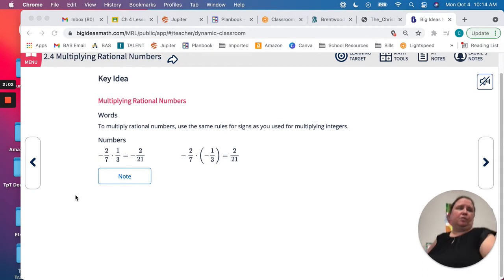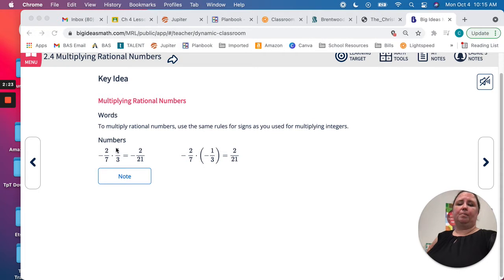All right, so for this lesson, we're multiplying rational numbers, aka fractions in this case. So we're going to multiply using the same rules for signs as we did with integers. So if I have a negative times a positive, what's my answer going to be? A positive or negative? Negative. A negative, because the negative wins, right?